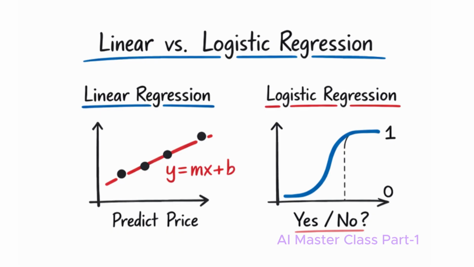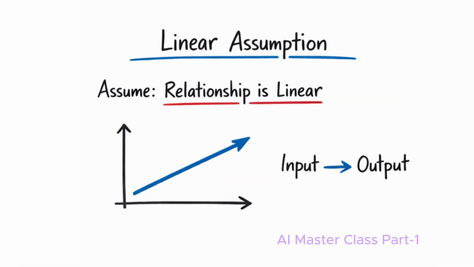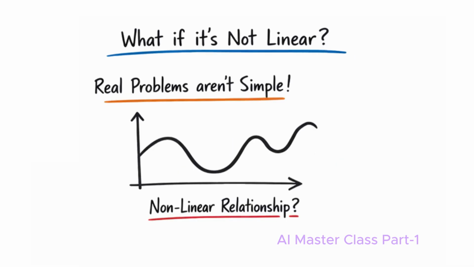So till now we have already understood linear regression and logistic regression. In linear regression, we were trying to fit a straight line to predict a continuous value like price or sales. And in logistic regression, we extended that idea to classification, where instead of predicting a number, we were predicting a probability and then converting it into a yes or no answer. So in both cases, one assumption was always there: the relationship between input and output is linear. Now, the question is, what if the assumption itself is wrong? Because in real-world problems, relationships are rarely that simple.